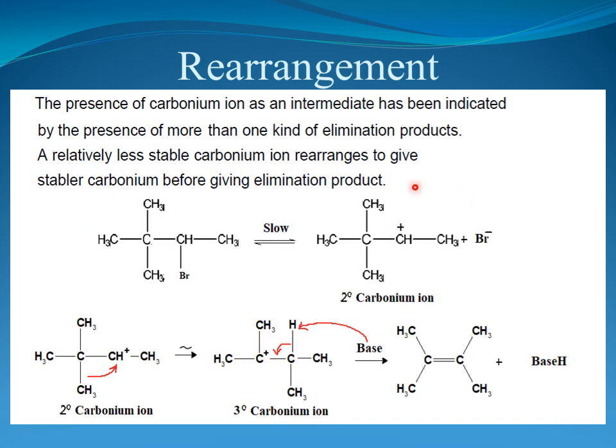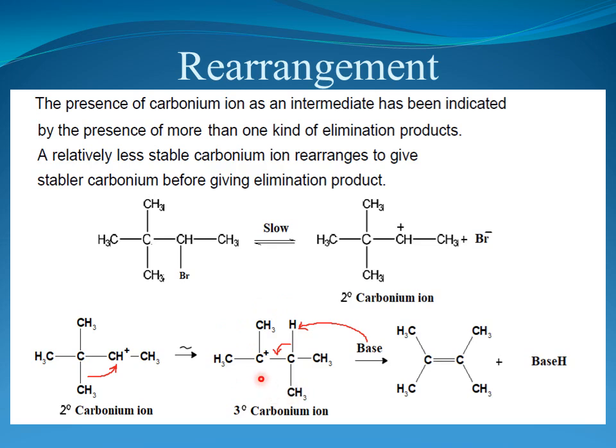So this carbonium ion is going to rearrange itself in order to give you a more stable carbonium ion. The shifting of this methyl will shift the positive charge on this carbon atom. Now this is a tertiary carbonium ion. Why? Because this carbon atom is directly attached to 3 carbon atoms and it is a more stable carbonium ion.